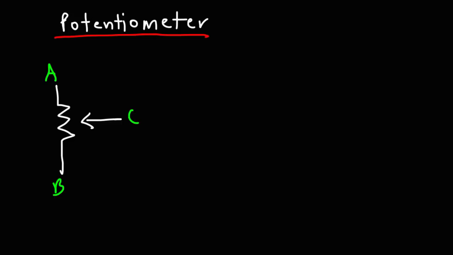Now let's say this is a 100 kilo ohm potentiometer. If C is at the middle of A and B, the resistance between A and C will be 50K. The resistance between B and C will be 50K. But the resistance between A and B is always 100K, and that's important.